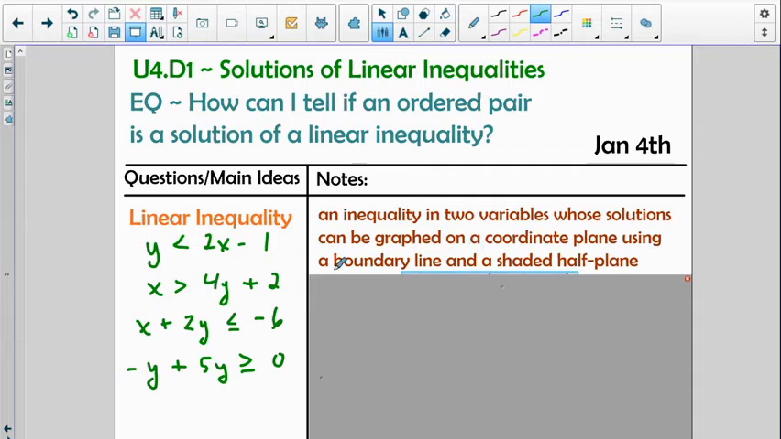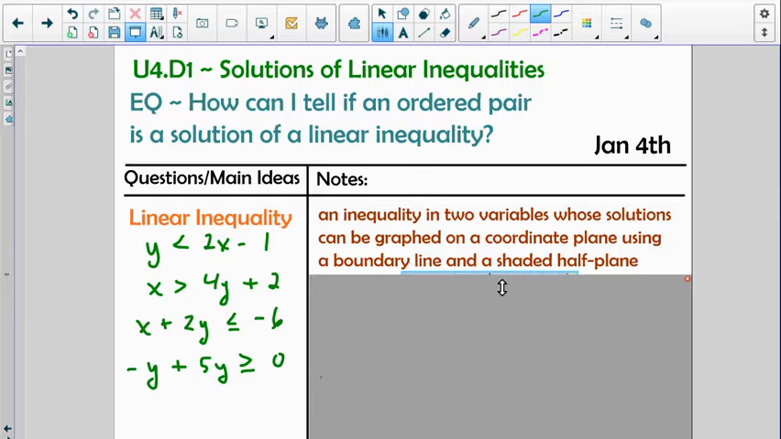When you graph, you are going to get a boundary line. That boundary line is going to be the location of all of the exact solutions on these inequalities, and it's also going to be a shaded half plane. So basically, you have your boundary line, and think about what a boundary does. It takes you right up to the edge of something. In this case, it takes you right up to the edge of where you have your solutions on one side and your non-solutions on the other side.